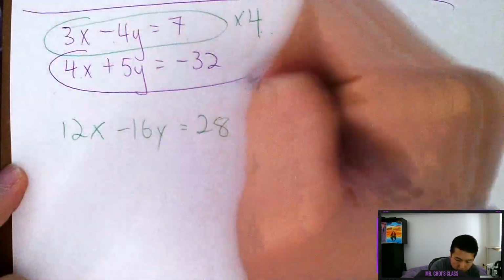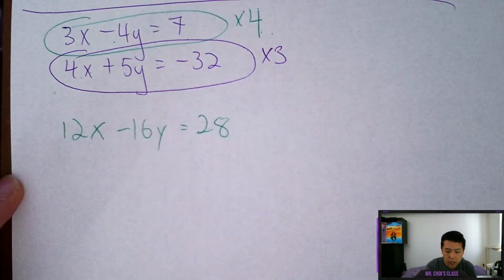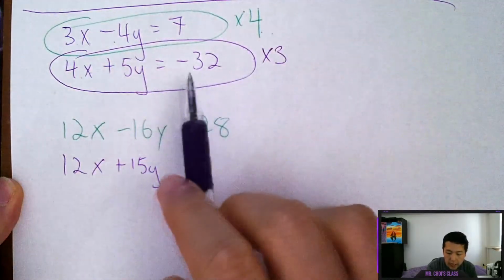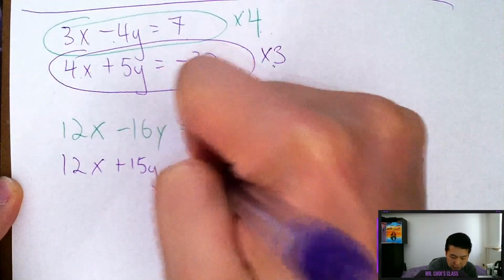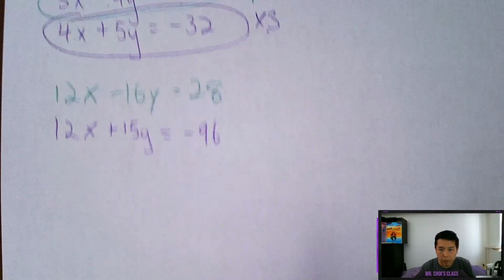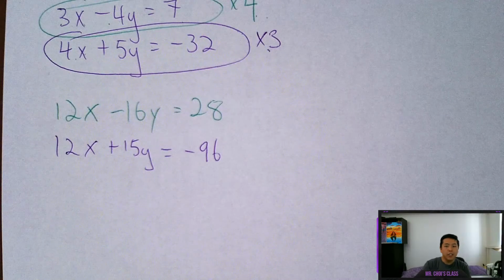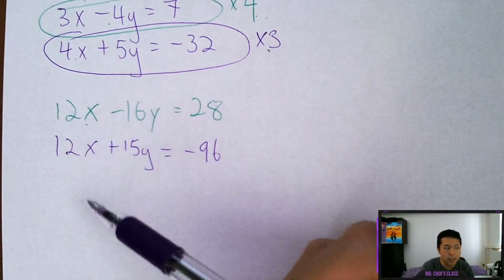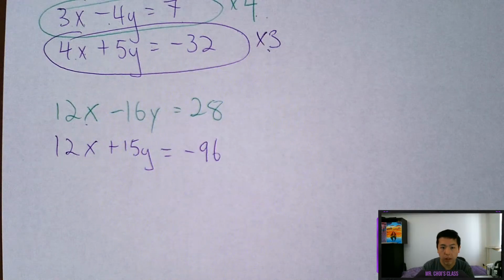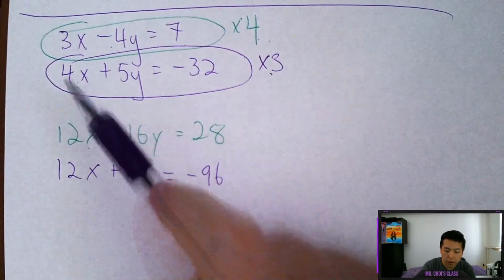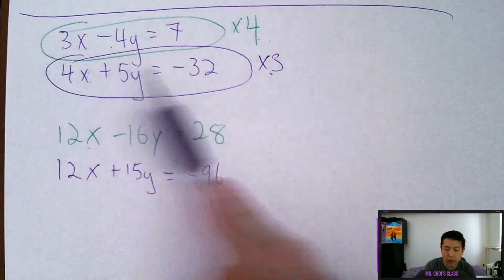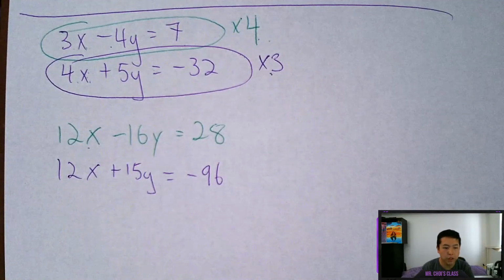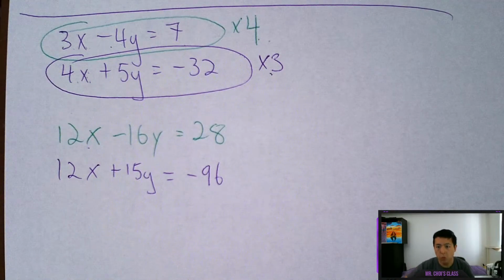My second one, I'm going to multiply by 3. 4 times 3 is 12x. 5 times 3 is 15y. And negative 32 times 3 is negative 96. Now look at my equations. I have changed this into something that is solvable. I've made my x's match. Once again, they didn't match before, so I multiplied the whole equation by certain numbers to make sure the result matches.